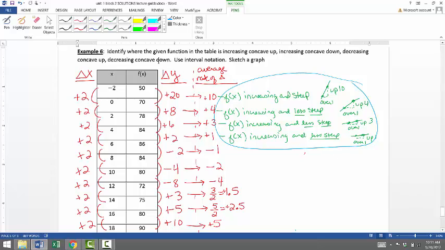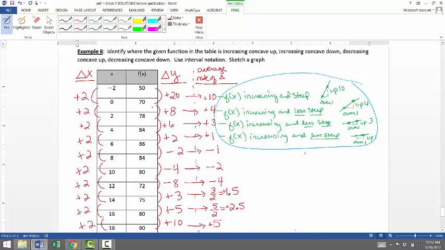In this problem, we're asked to take a given table and identify where this function is increasing concave up, increasing concave down, and so forth. I've already marked up this document a bit with some information and calculations that we're going to use as we think about this. So on the left side, we have the input x values. I see that the x values are increasing in increments of 2 every single time.